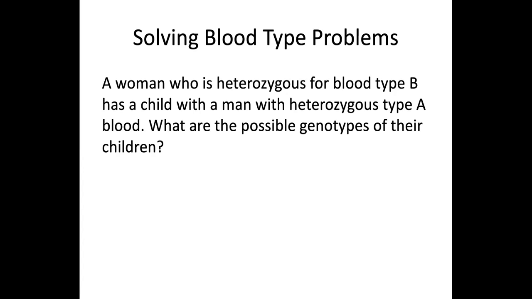So what goes in my top box? AB. AO. And what does it ask us? Possible genotypes. So what are the possible genotypes? Whatever you see in the boxes. So AB, AO, BO, and OO. Then if I were to ask you what is the probability that they have a child with type A, you would tell me type B, type O, and type AB. 25%.